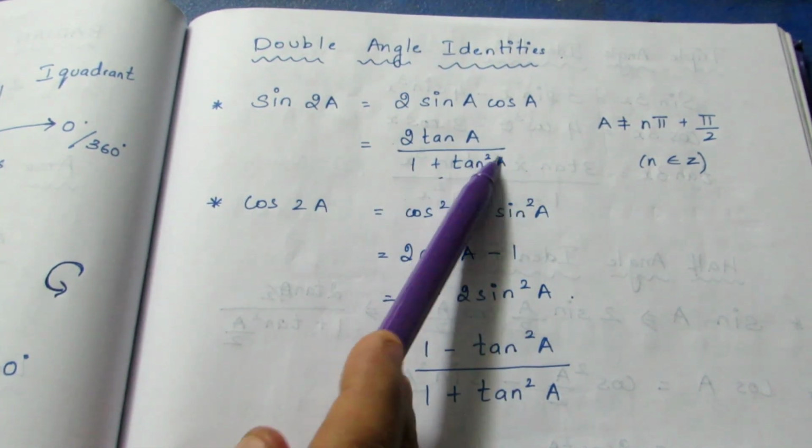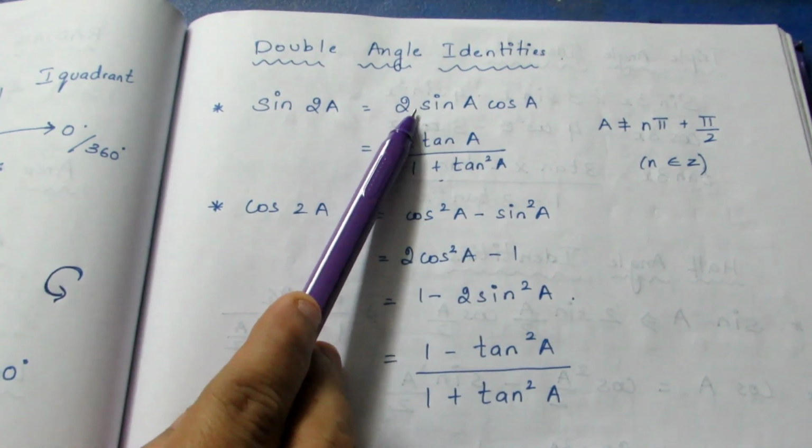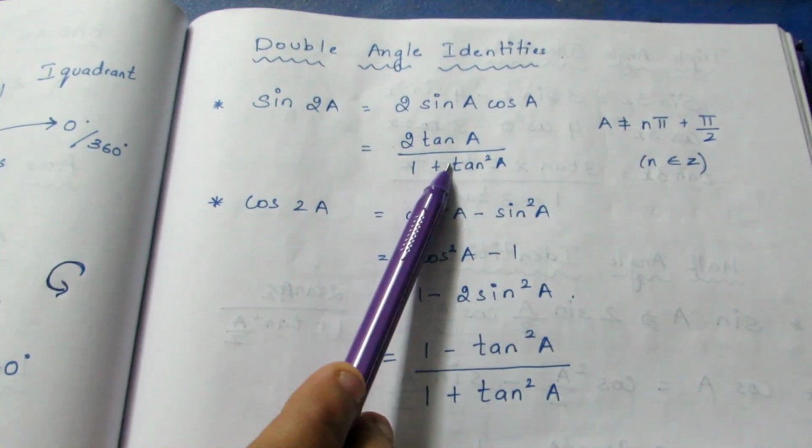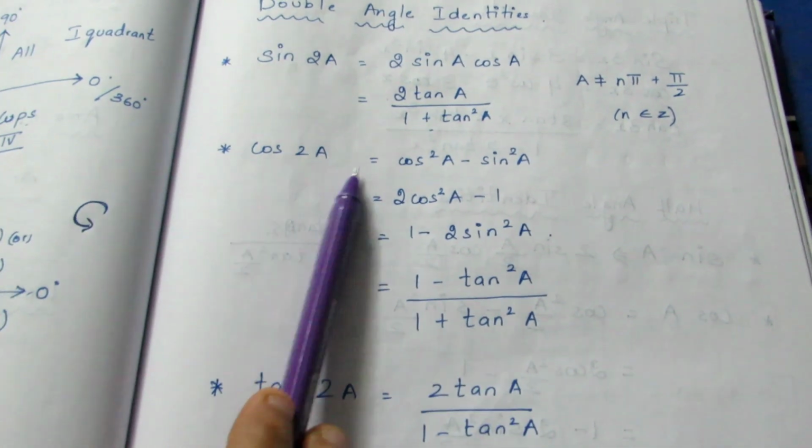When sin and cos are given, we can use this formula. If tan is given, we need to use this formula. Next one is cos 2A.